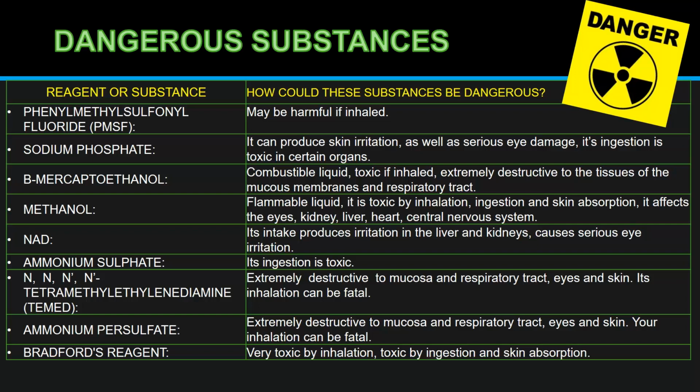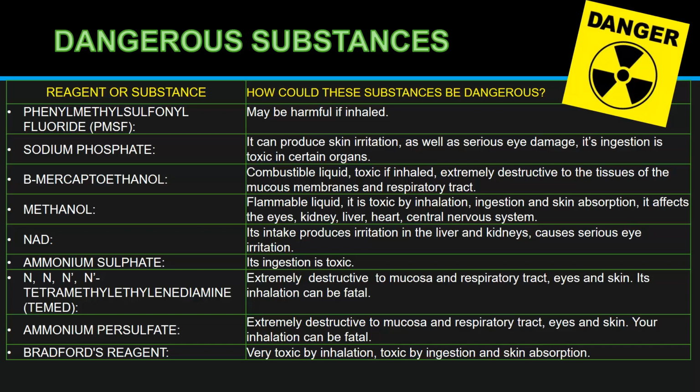B-mercaptoethanol. Combustible liquid, toxic if inhaled, extremely destructive to the tissues of the mucous membranes and respiratory tract. Methanol. Flammable liquid, it's toxic by inhalation, ingestion, or skin absorption. It affects the eyes, kidney, liver, heart, central nervous system. NAD. Its intake produces irritation in the liver and kidneys. Causes serious eye irritation.